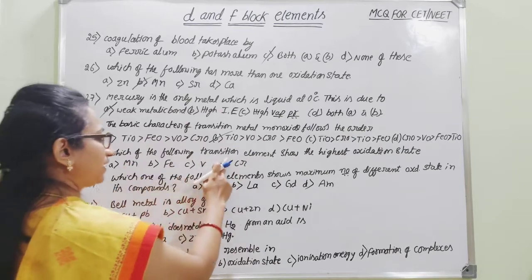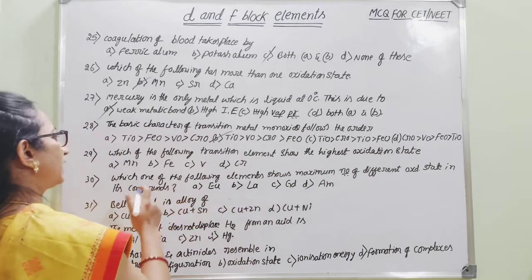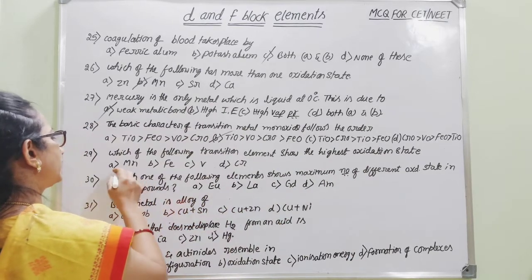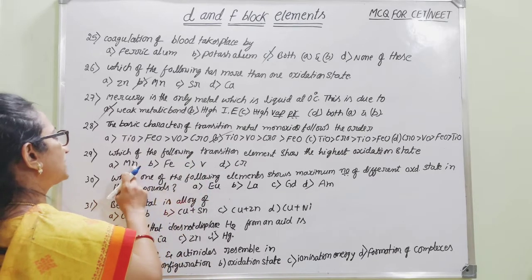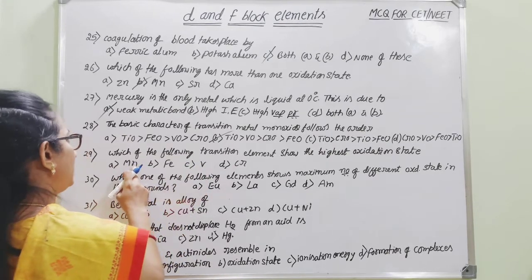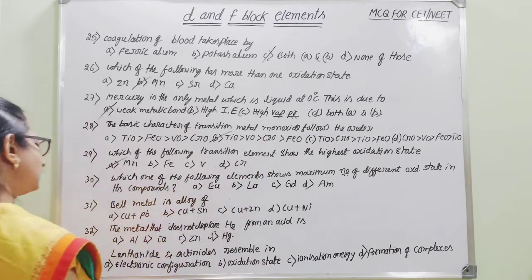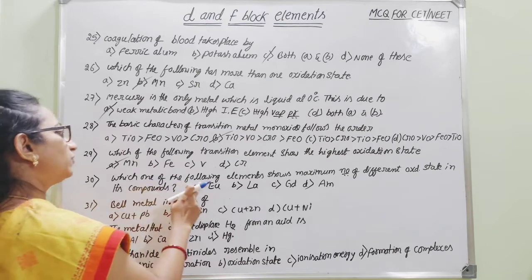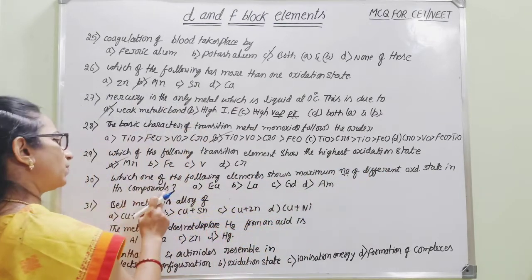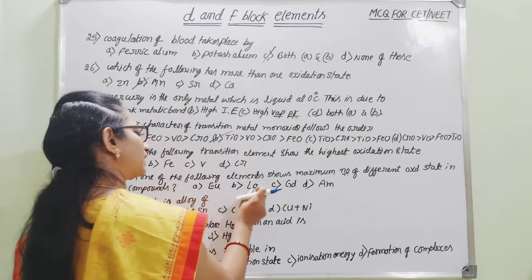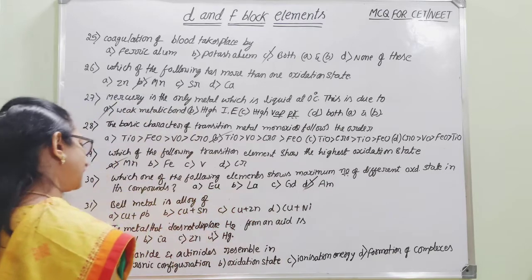Which of the following transition elements shows the highest oxidation state? Here you can consider manganese, which can exhibit different oxidation states, and it is even able to exhibit a higher oxidation state, that is +7. Which of the following elements shows the maximum number of different oxidation states in its compounds? That is uranium, La, gadolinium, americium. So americium, Am, is the right answer.